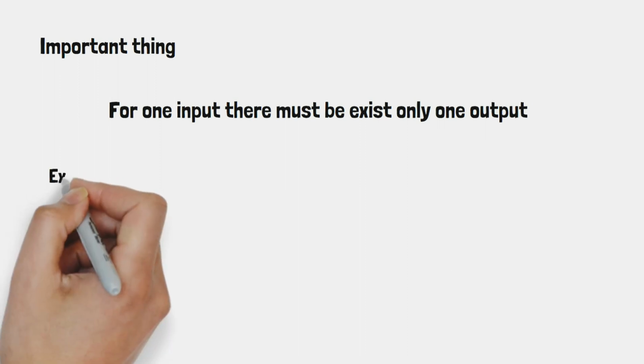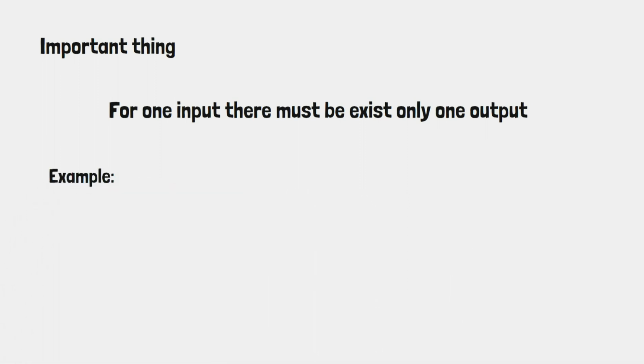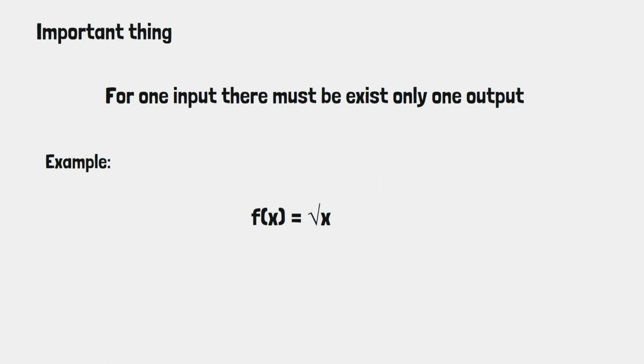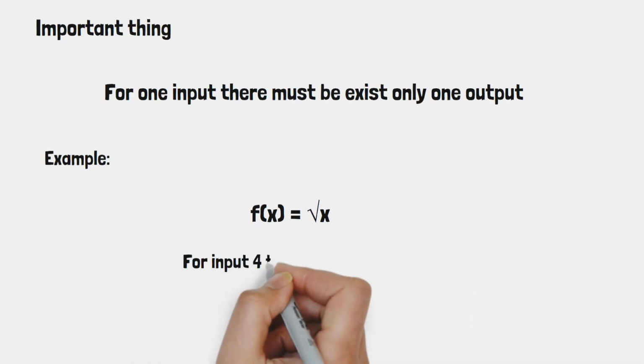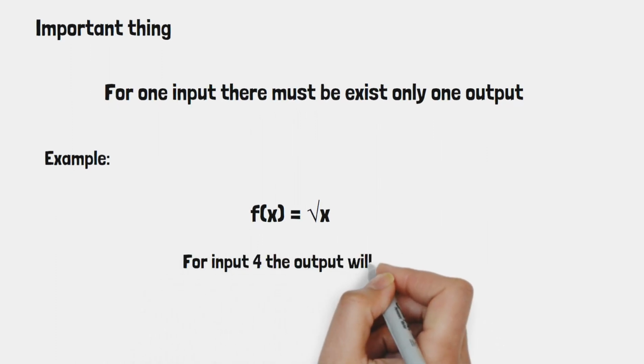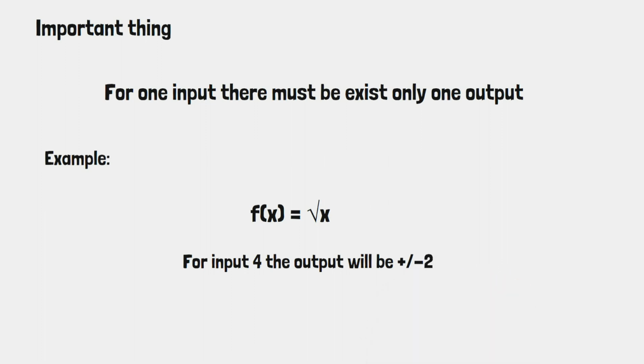For example, a function f(x) = square root of x. If we put 4 as an input value, then the output will be both +2 and -2. So it's not a function because it produces two outputs for each input.